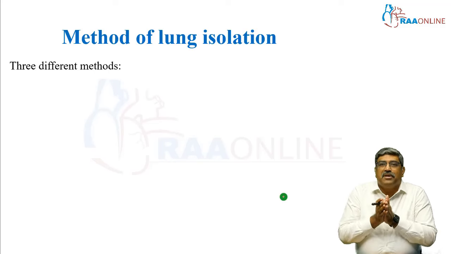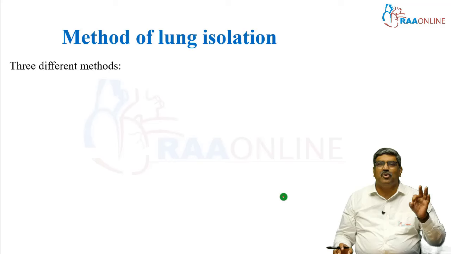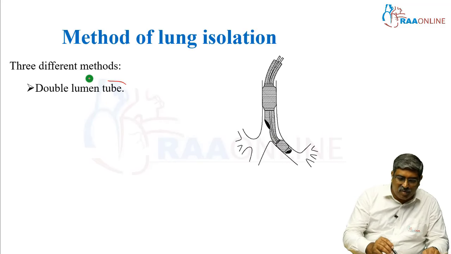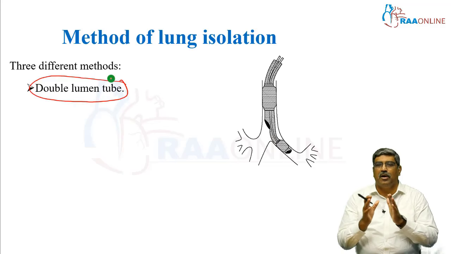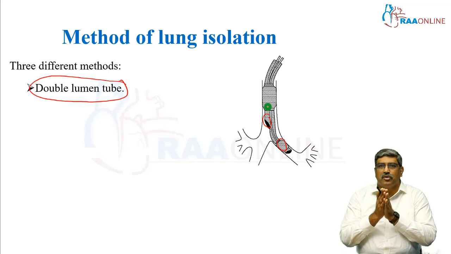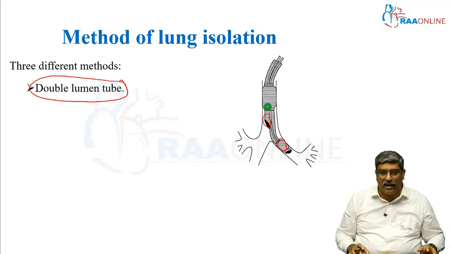What are the options available for us to isolate the lung? There are usually three common methods. The first and foremost is the double-lumen tube. By double-lumen tube, you mean you have a bronchial tube and you have a tracheal tube. So, you can isolate the lung. That is the most common way of isolating the lung.